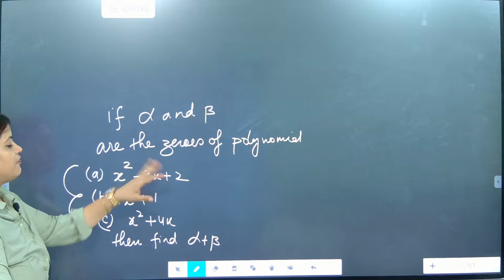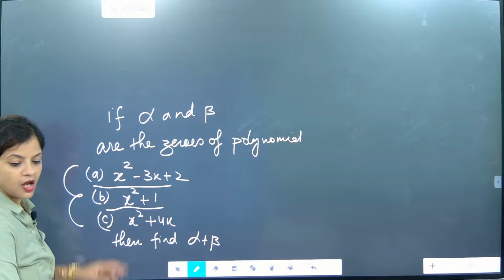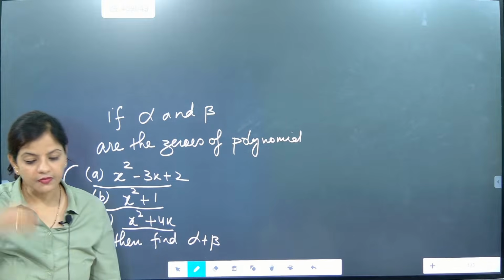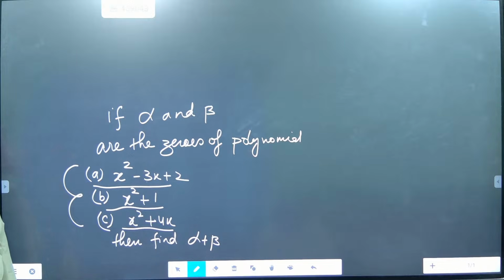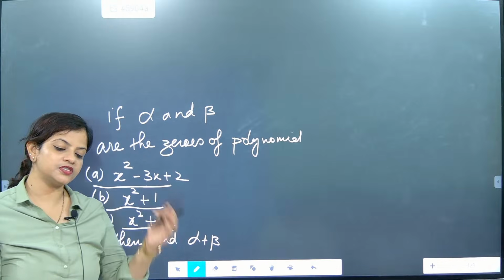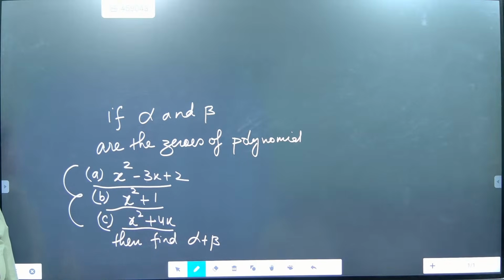Then what can be alpha plus beta for the first case? What can be alpha plus beta for the second case? What can be alpha plus beta for the third case? Please do it. Come on, go for it, please. What is the answer?